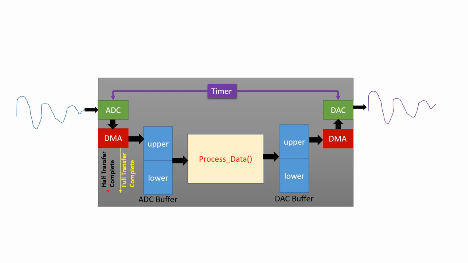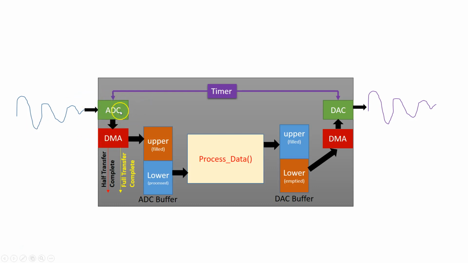Now, one advantage of using this is we can set up a system where instead of waiting for the entire ADC buffer to fill, we can have the DMA move data from the ADC into the upper half first. While this upper half is being filled, the lower half of the ADC buffer will be processed by our function. Here I call it a generic process_data function, but this is our function that's going to process data. Maybe it's a FIR filter, maybe it's taking the square root of a signal, maybe it is doing something else. So the lower buffer is being processed while the DMA is filling the upper buffer.